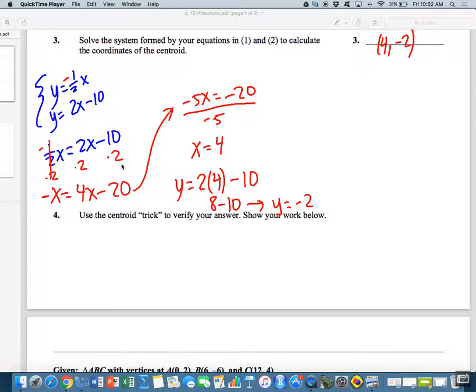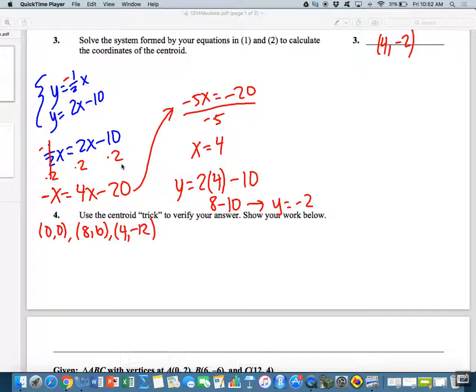Question 4 says use the centroid trick to verify your answer. Show your work below. Do you guys remember in chapter 5 when I would give you 3 vertices and I would say find the centroid? Do you remember how you did that? Can you read me the points again? 0, 0, 8, 6, 4, negative 12. Right?